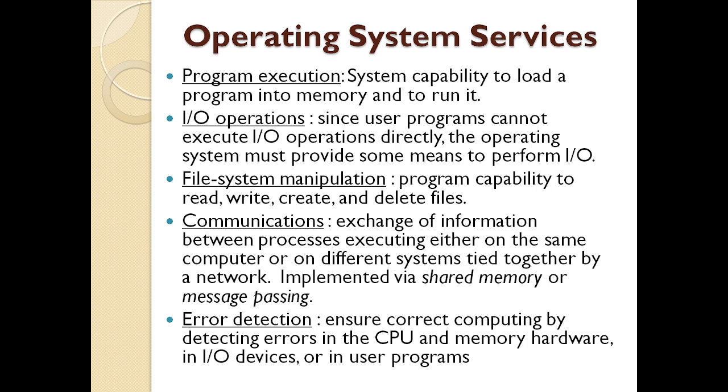The next one is file system manipulation. A file is nothing but a collection of related information. Computers can store files on the disk for long-term storage purposes. For example, the storage media include magnetic tape, magnetic disk, and optical disk drives like CD and DVD. These are called storage devices. Each of these media has its own properties like speed, capacity, data transfer rate, and data access methods.